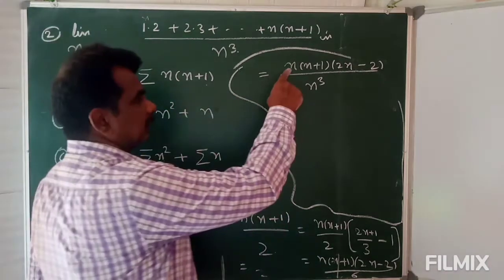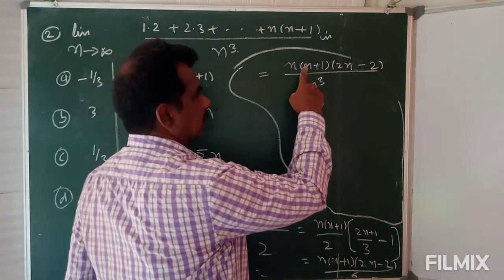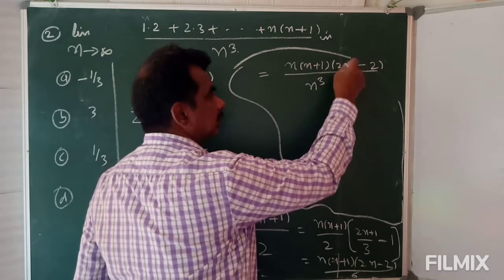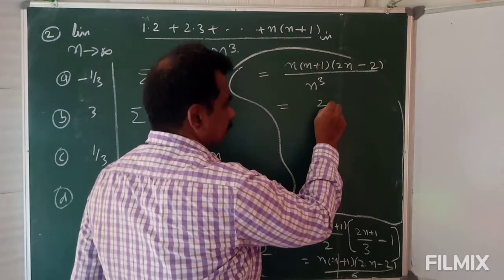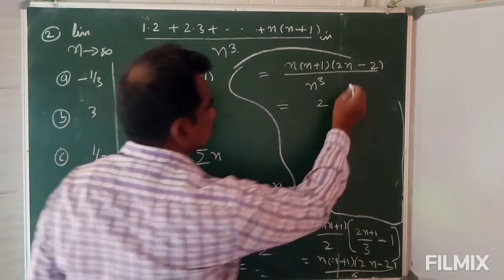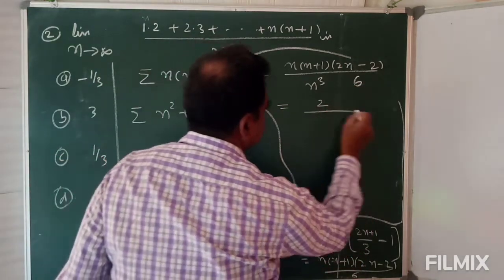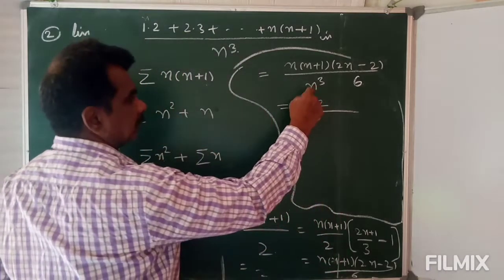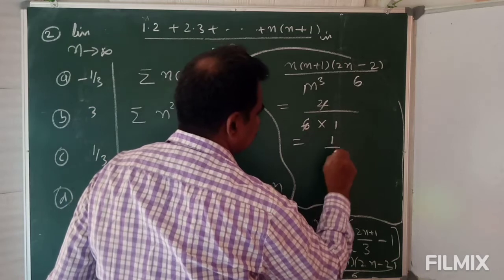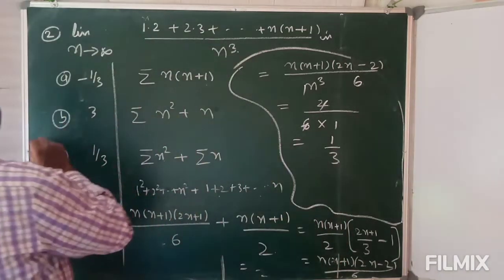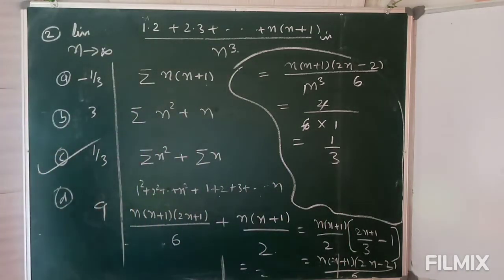The degree of the numerator, what? n into n square into n cube, what is this? 2n cube. That is 2 by 6. What is the n cube in the denominator? 1, that is into 1. 2 by 6, 1 by 3 is the answer. That is C is the answer.